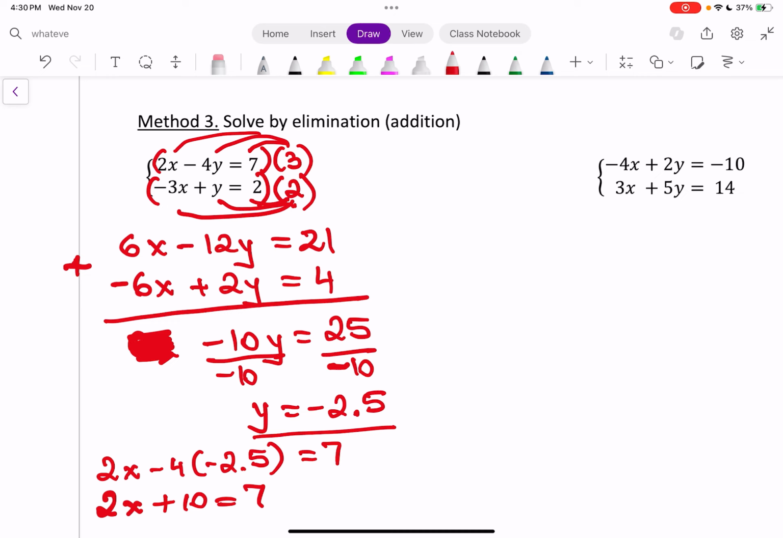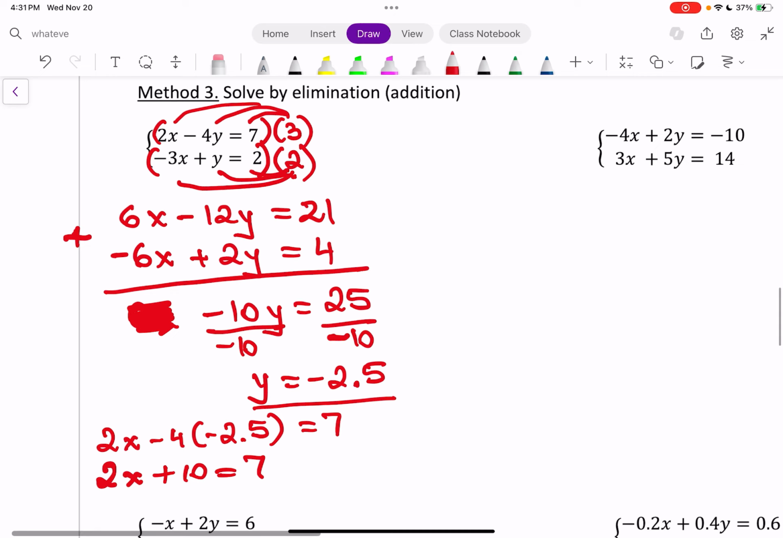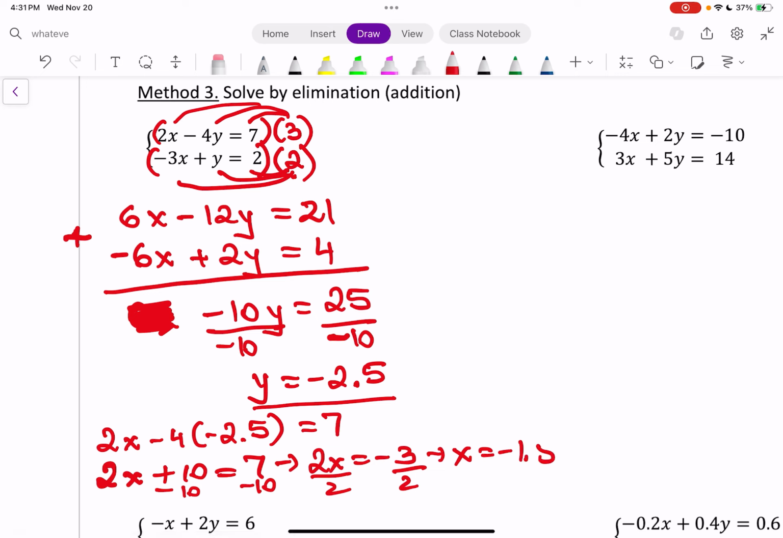And by the way, negative 4 times negative 2.5, that's a 10. So 2x is going to equal negative 3 once I minus the 10. And then divide by 2. So x is going to equal negative 1.5. So here is my solution, negative 1.5 and negative 2.5.